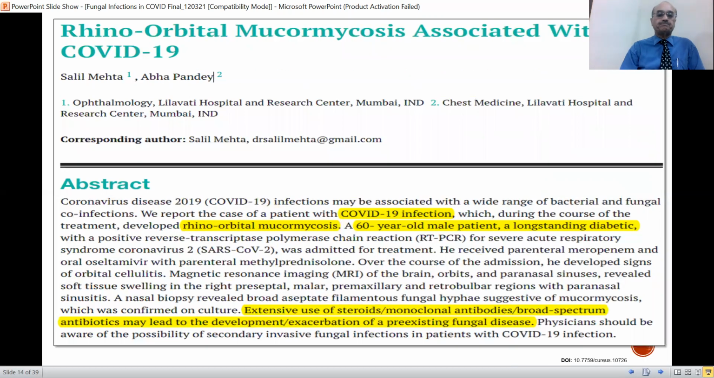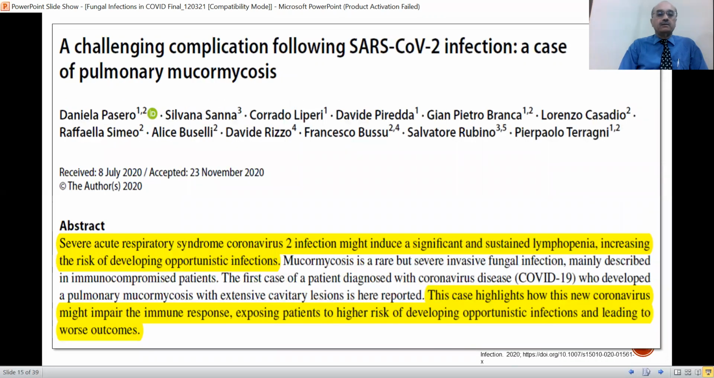An interesting case of rhino-orbital mucormycosis was presented, again due to the extensive use of steroids, monoclonal antibodies like tocilizumab, and broad-spectrum antibiotics, which led to the development of mucormycosis in a 60-year-old long-standing diabetic. There's another interesting case which was shown of pulmonary mucormycosis, published in November 2020.